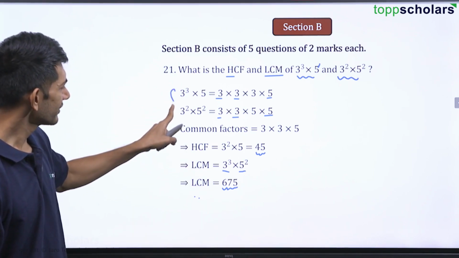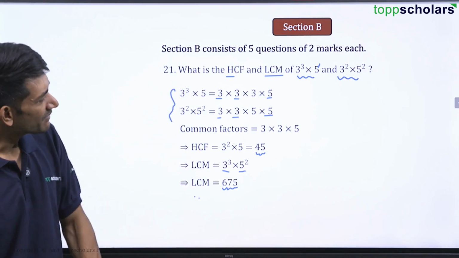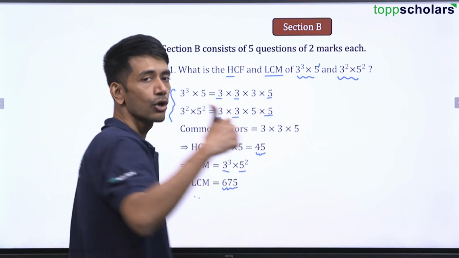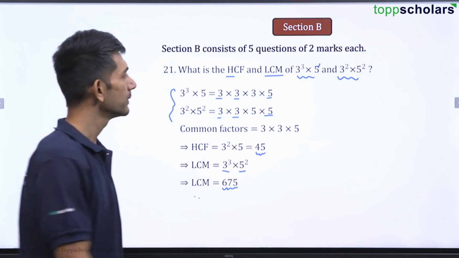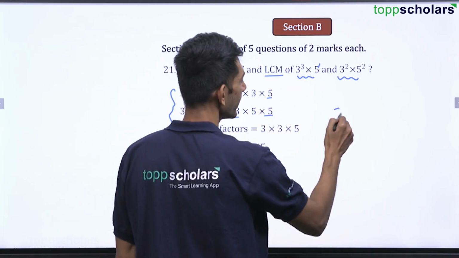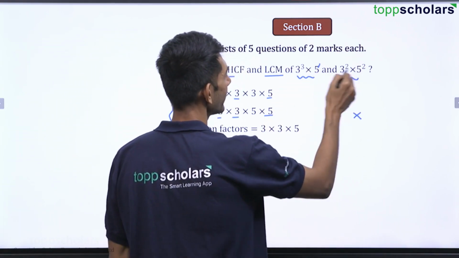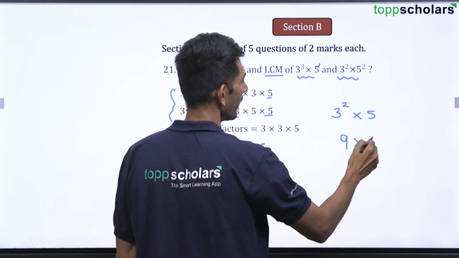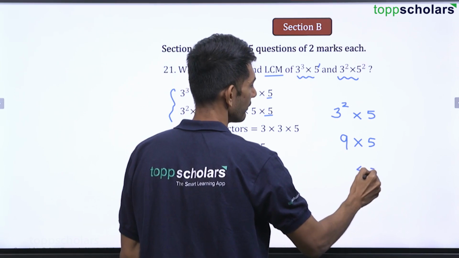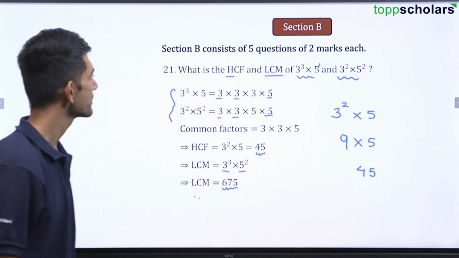Also, this is a long process. Directly find the HCF. How? Common factors with least power. 3 raised to 3, 3 raised to 2. Write down 3 raised to 2. 5 raised to 2, 5 raised to 1. Write down 5 raised to 1. 3 raised to 2 is 9. 5 raised to 1 is 5. 9 5s are 45. 45 is the answer. Easy.